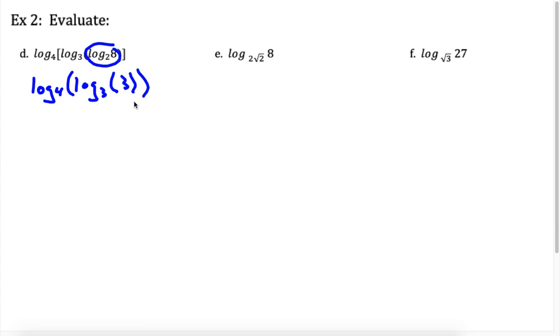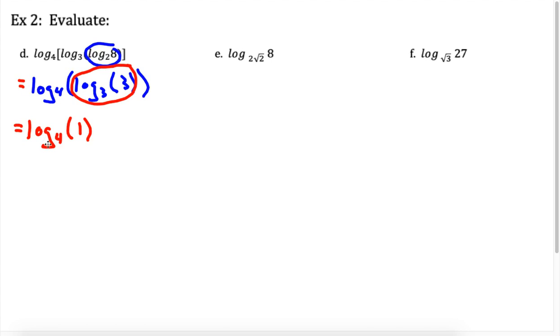Now I can work on the next log. So log base 3 of 3. Well, that's just going to be equal to 1 because 3 to the first power equals 3. So now I'm just going to replace this part with what I know it to be equal to, which is 1. So now this is going to be log base 4 of 1.